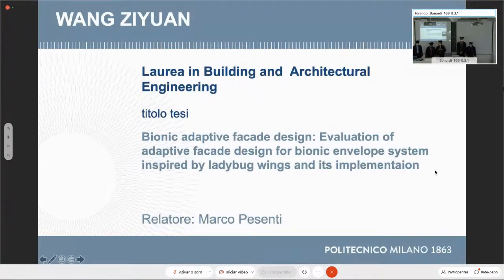Ziyuan Wang, bionic adaptive facade design, evaluation of adaptive facade design for bionic envelope system inspired by ladybug wings and its implementation. 97. Okay.